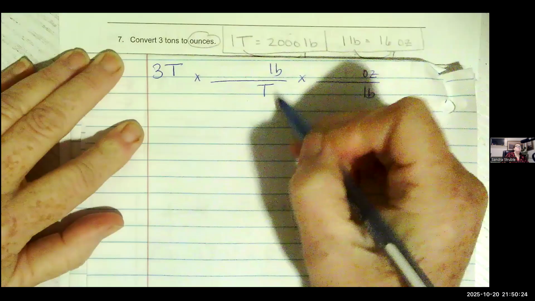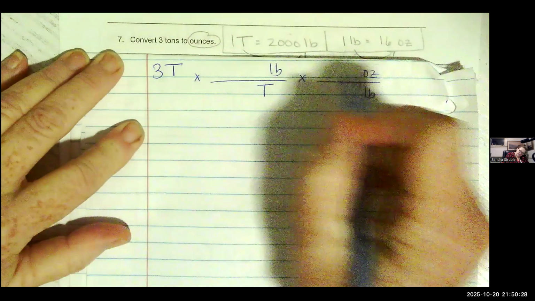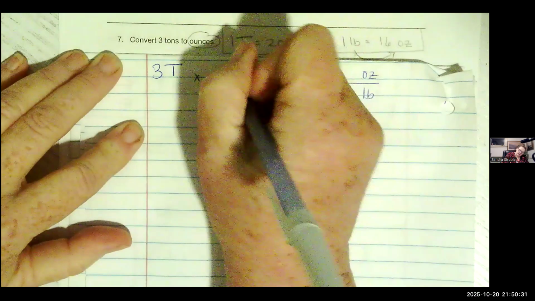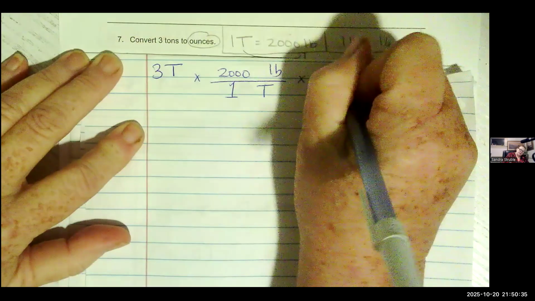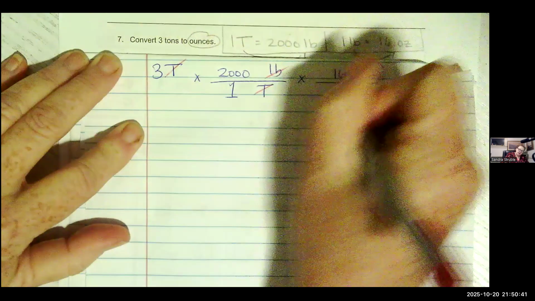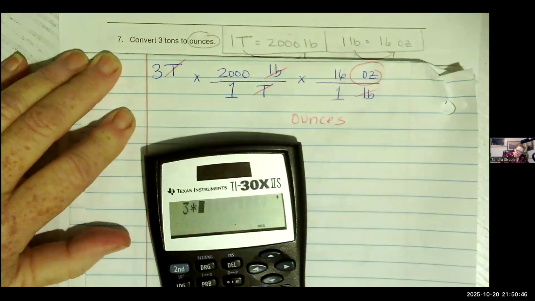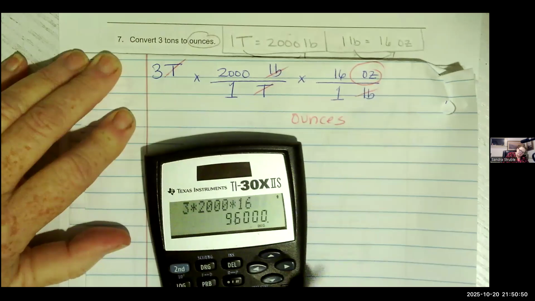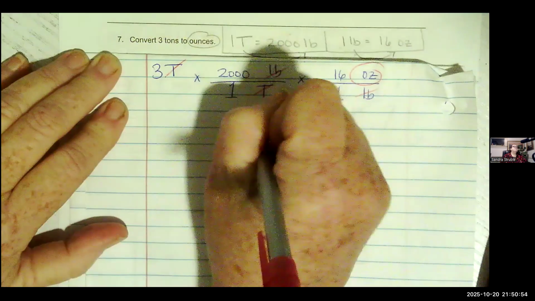Now I just need to plug in the numbers and multiply. So 1 ton, 2,000 pounds, and 1 pound is 16 ounces. Multiplying straight across, my tons are gone, my pounds are gone, I'm left with ounces. Fantastic. And I just need to multiply 3 times 2,000 times 16. So there are 96,000 ounces in 3 tons. All right.